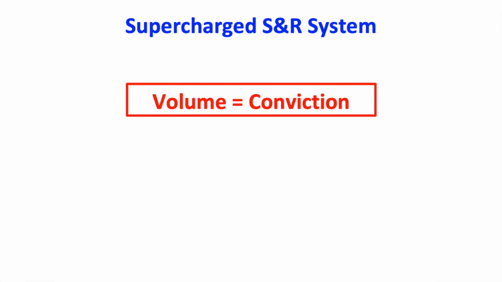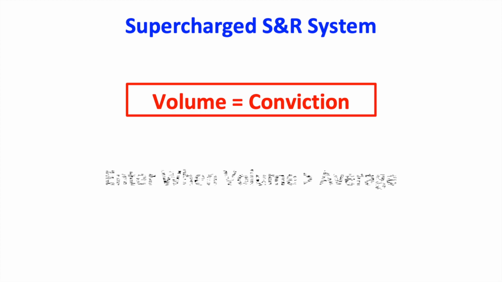Let's supercharge our support and resistance system using a trader distinction not known by everybody, but it's certainly the case. Volume equals conviction. When the volume increases, particularly on institutionally sponsored stocks like those in the S&P 500, that means it's more likely to keep going. So what we're going to do is couple volume, and we're going to enter only when the volume is greater than average.